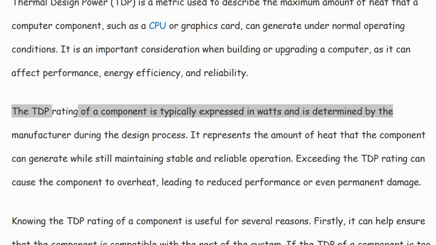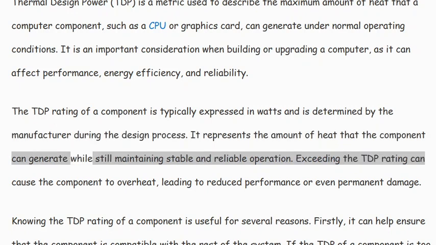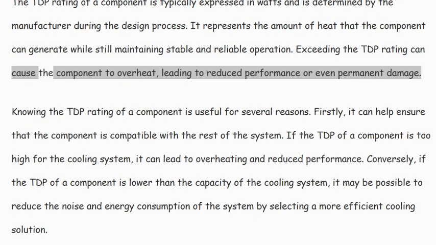The TDP rating of a component is typically expressed in watts and is determined by the manufacturer during the design process. It represents the amount of heat that the component can generate while still maintaining stable and reliable operation. Exceeding the TDP rating can cause the component to overheat, leading to reduced performance or even permanent damage.